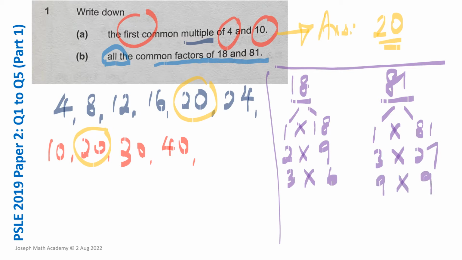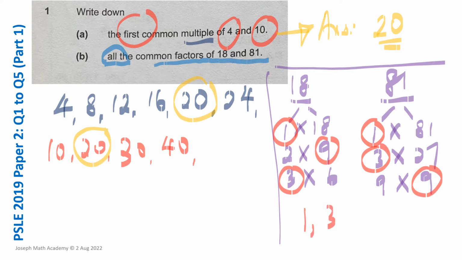So what are the common factors? I'm going to circle the common factors. 1 is common, 3 is common, 9 is common. So the common factors of 18 and 81 are 1, 3, and 9. So this is the answer for part B. Part B is done. I'm going to move on to question 2.